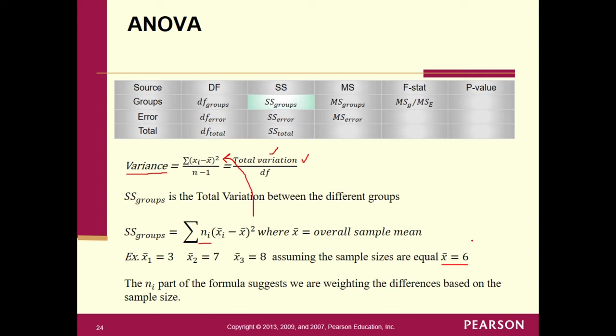So the n sub i part of the formula suggests that we are weighting the differences based upon the sample size. All right. So SS groups is saying, here's x bar 1 at 3, another one was at 7, another one was at 8, so this is x bar 2, x bar 3, all right. All we're doing is saying, well, here's the overall x bar of 6. We're seeing how far away 3 is from there, how far 7 is away from there, how far 8 is away from there. And what is that? That's just the numerator of the variance, okay? It's the total variation.